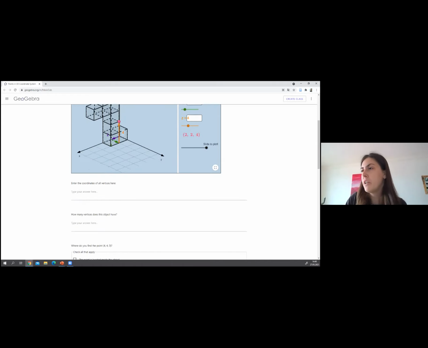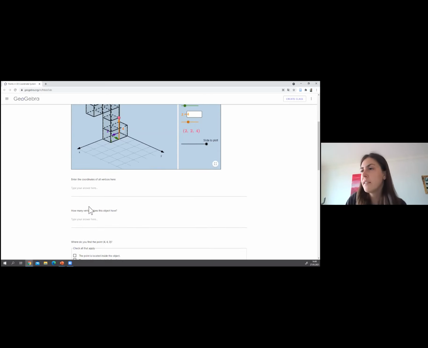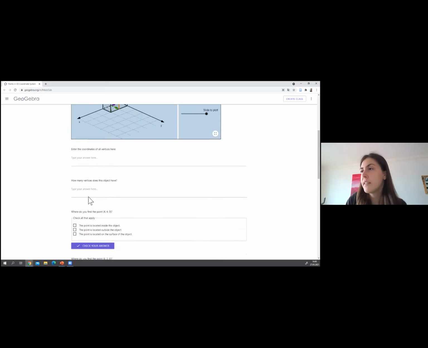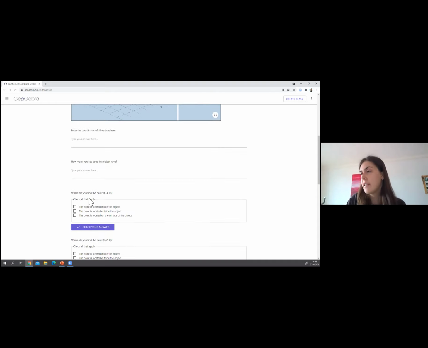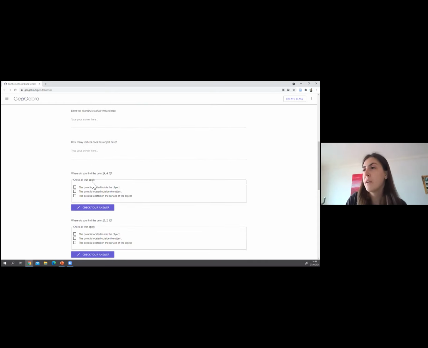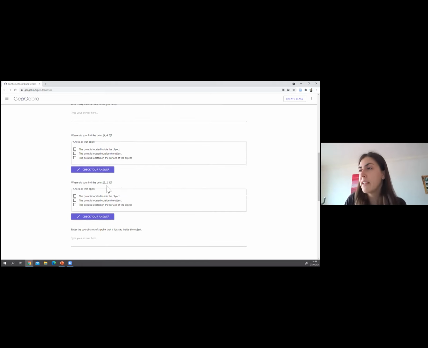Then they have some additional questions, so just enter the coordinates, and also how many vertices does this object have, and questions like where do you find the point 4, 4, 0, then they have to check the answer, or 6, 2, 6.